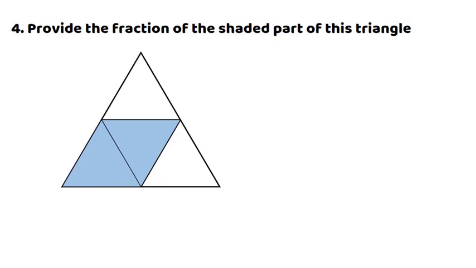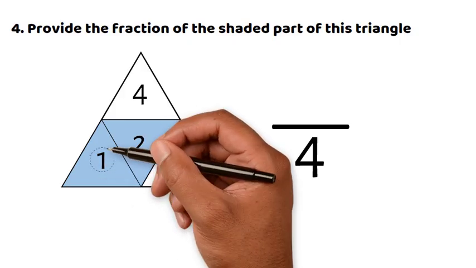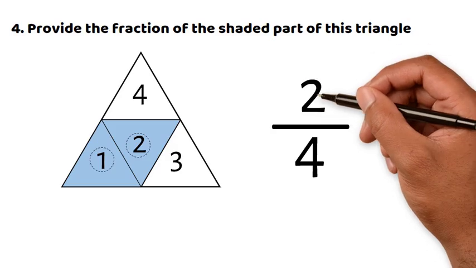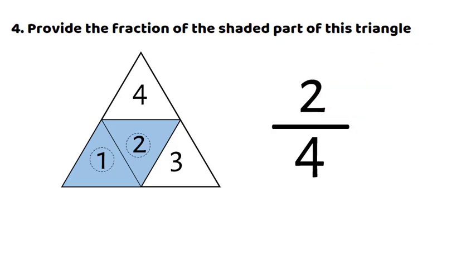Finally, in number 4, we see a triangle has been given. This triangle has been divided into 4 equal parts. We therefore know that the denominator of the fraction would be 4. The number of parts that have been shaded is 2, so the numerator would be 2. The fraction of the triangle that has been shaded is therefore 2/4.